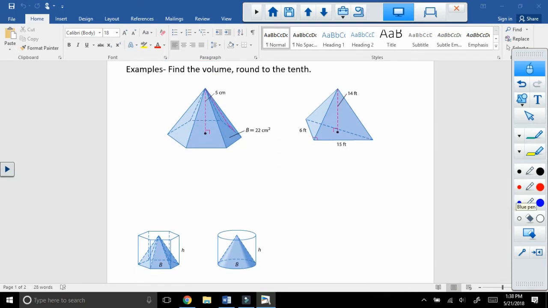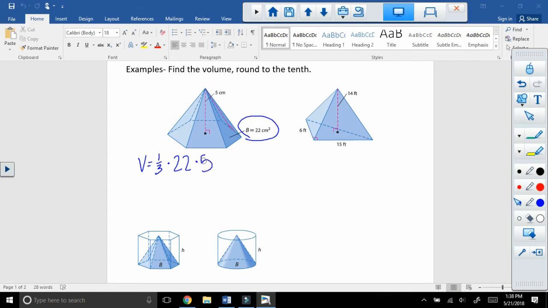Finding the volume, rounding to the nearest tenth. For this first one here, it gives me the area of the base. So it's just kind of nice, you don't have to do half the apothem times perimeter. Here they just give you the area of the base, and the actual height is 5, and that's also what you need for the formula. So the volume is going to be 1/3 the area of the base times the height.